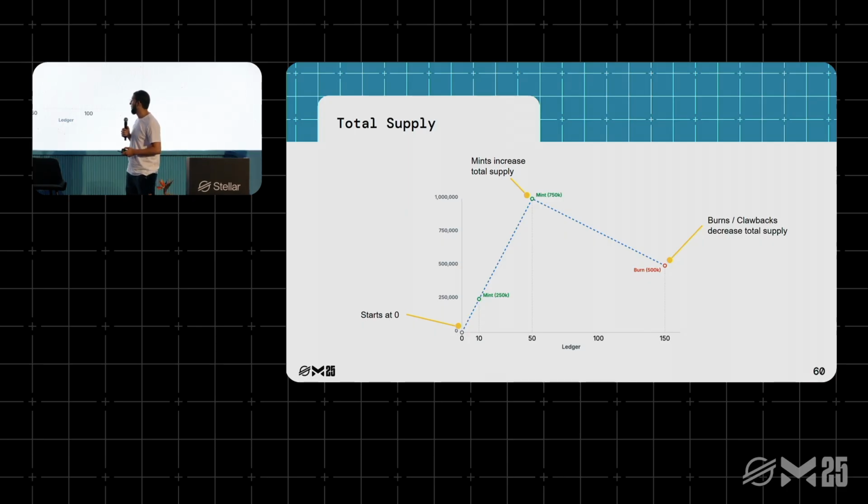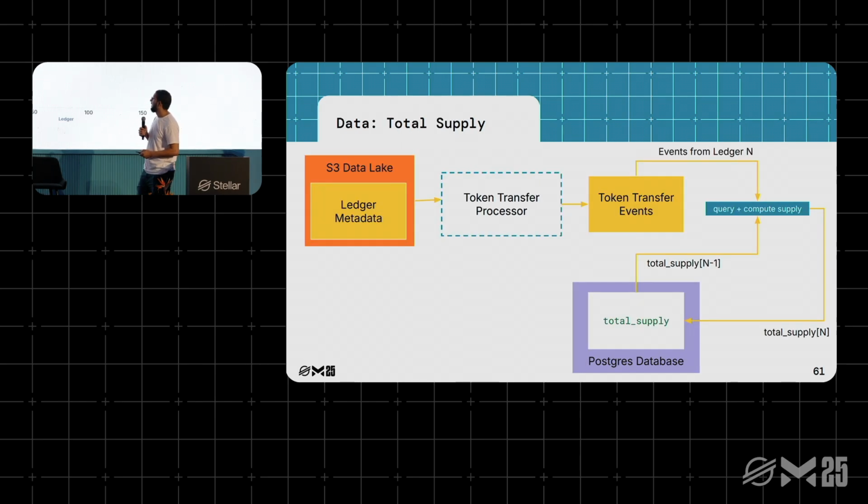So here I have an example where we just started our asset. Somebody minted 250,000. And then there was another mint of 500,000. So our total supply is bumped up to 750,000. And then there was a burn, which decreased the total supply back down to 500,000. So the data flow is very similar, except this is going to be computed incrementally as a time series.